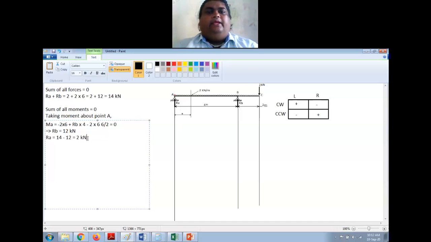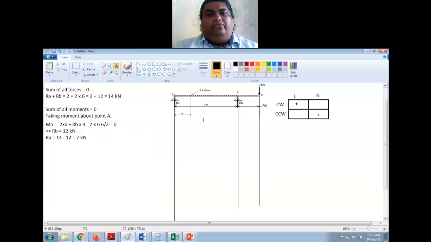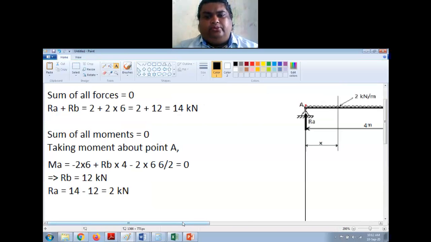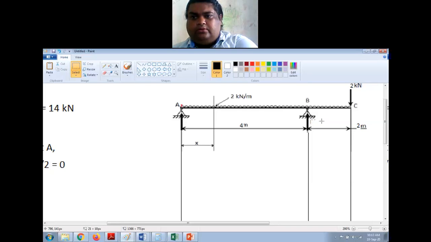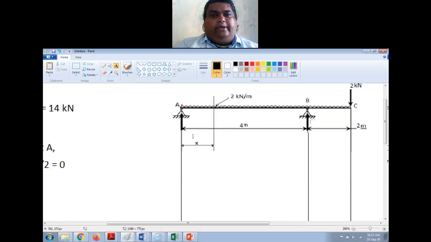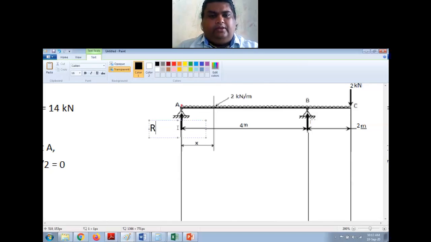Okay, now this is the value of reactions. Let me just put this on the diagram. I tried to use the diagram which I drew yesterday, and somehow it's not clear. Okay, now I'll write it down here. RA is equal to 2 kilonewton.